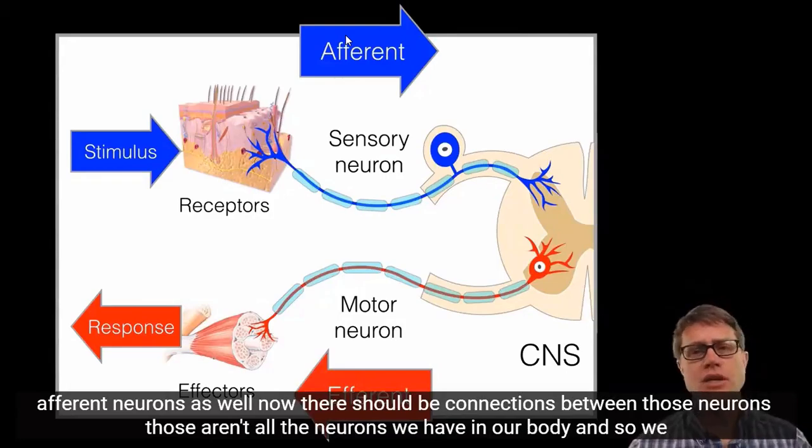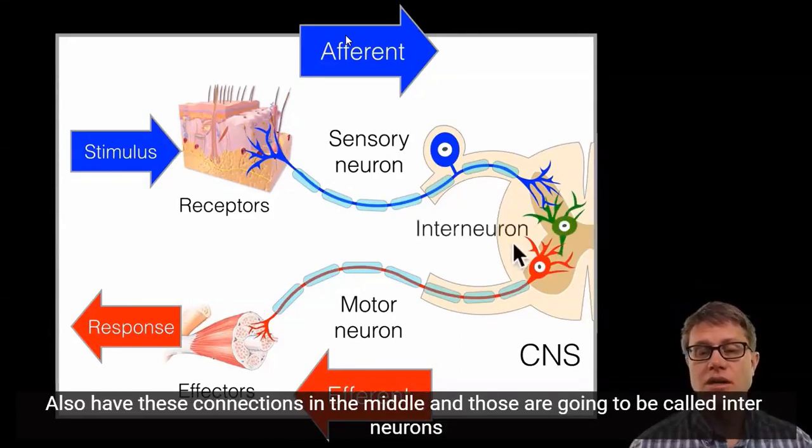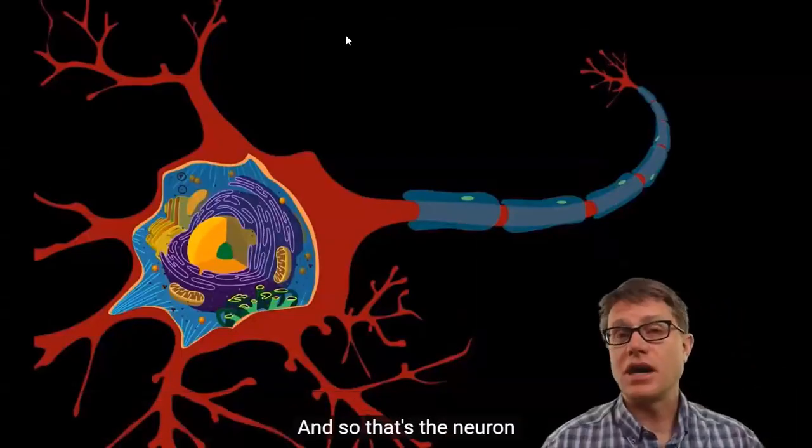Now, there should be connections between those neurons. Those aren't all the neurons we have in our body. And so we also have these connections in the middle, and those are going to be called interneurons. And so that's the neuron.